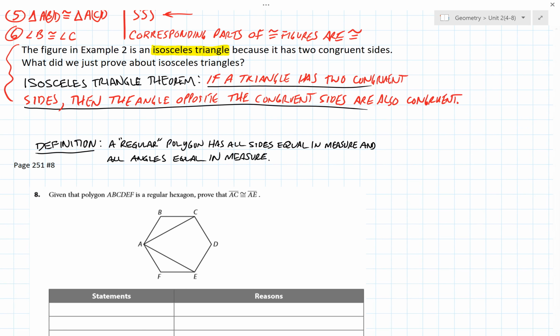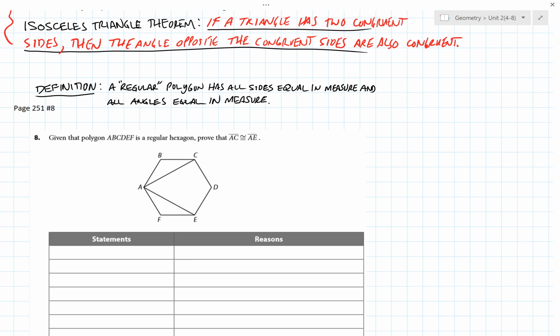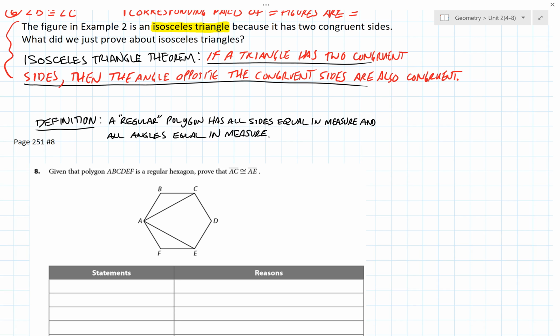All right, so we've got one more proof. I'm going to have you guys try this one out in your groups. So before we start the proof, note this definition. When we say that a polygon is regular, what we mean is that all of its sides and all of its angles are congruent.